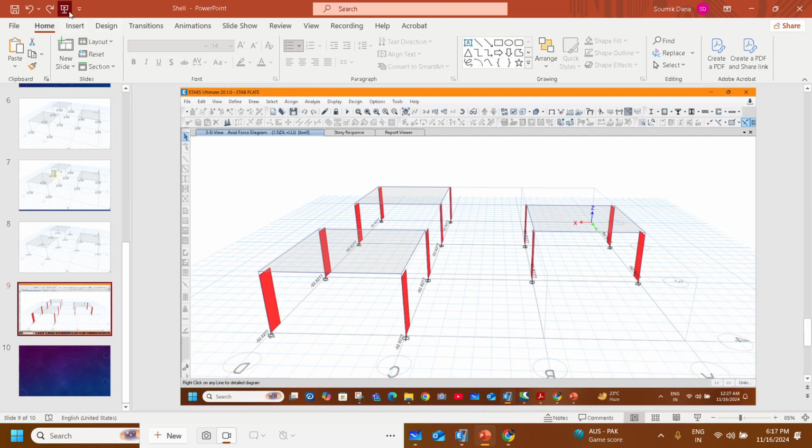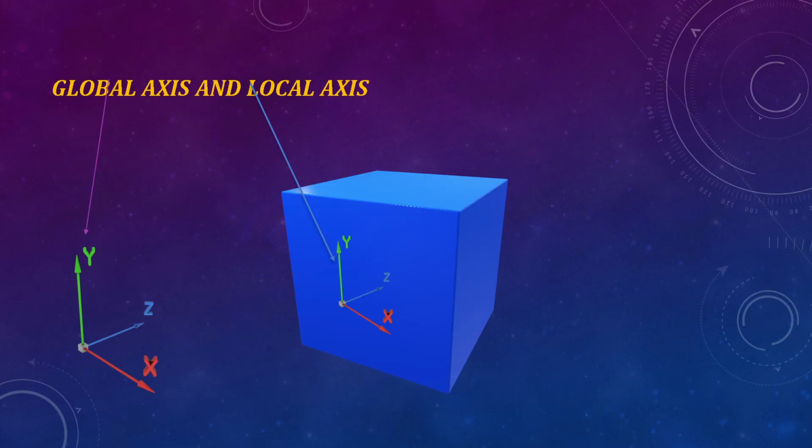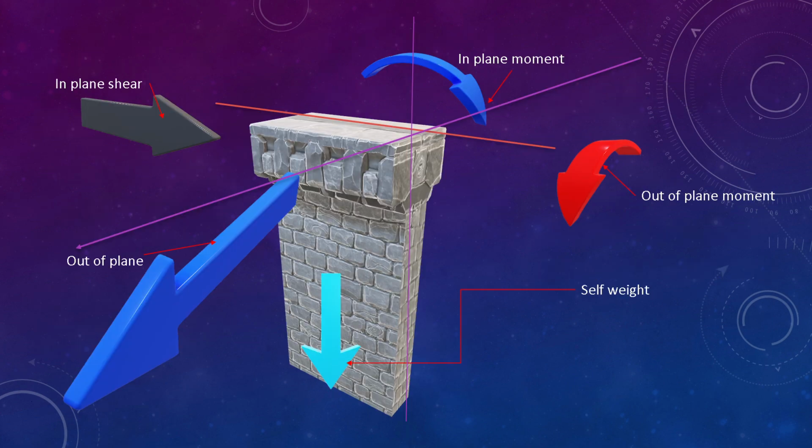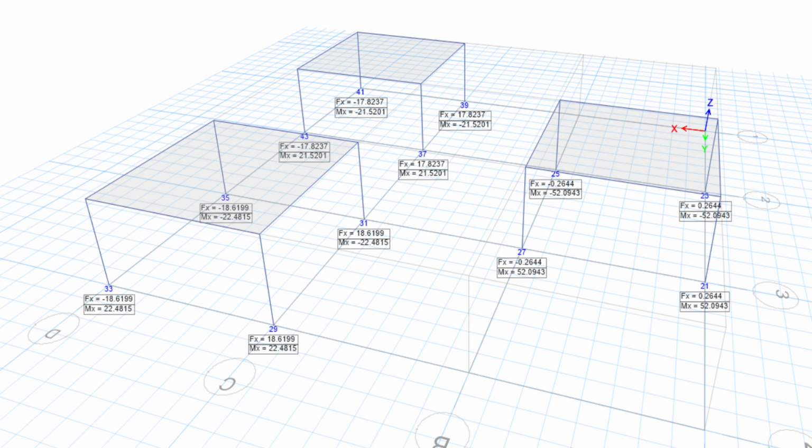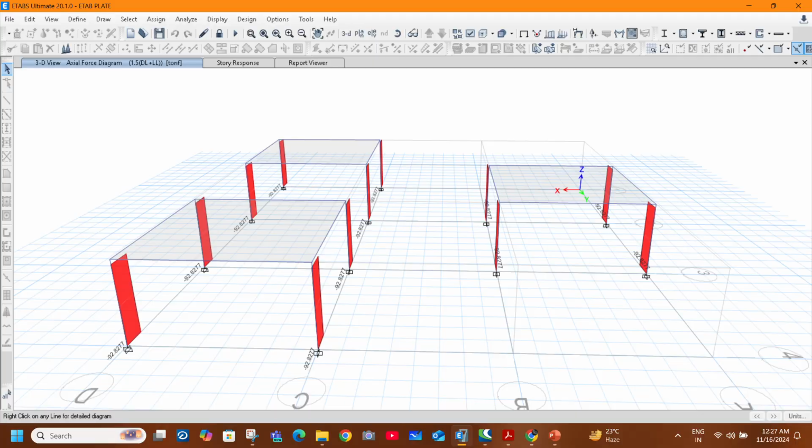So I have clearly mentioned the Fx and Fy. Let us check. This is the clear picture. Everything is transferred, the moment is high. This is the axial force.